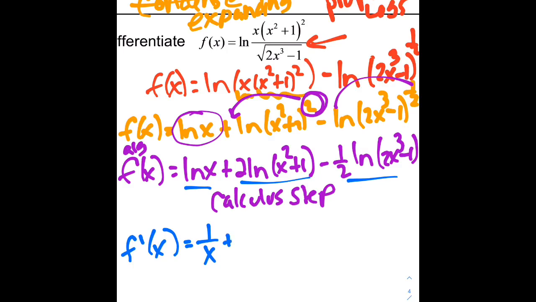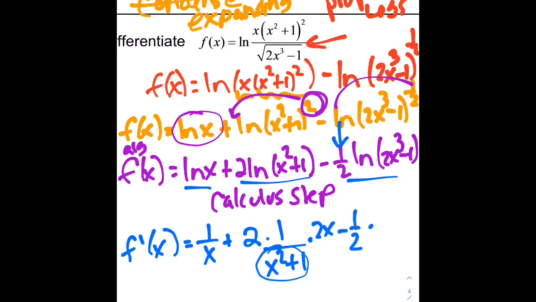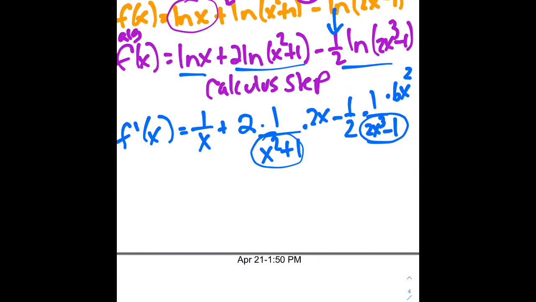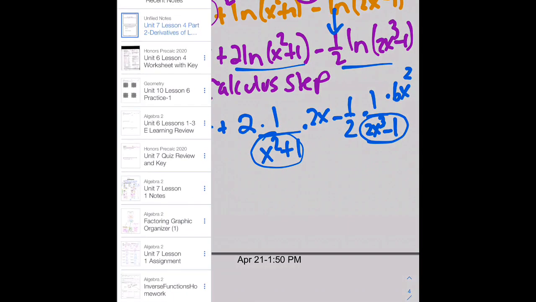Then next, 2 by constant multiple rule, and you're going to have 2 times 1 over x squared plus 1 times the derivative of x squared plus 1, which is 2x, minus the 1/2 can just stay out by constant multiple rule. 1 over 2x cubed minus 1 times its derivative, which is 6x squared. So for a final answer, you do not need to make a common denominator.